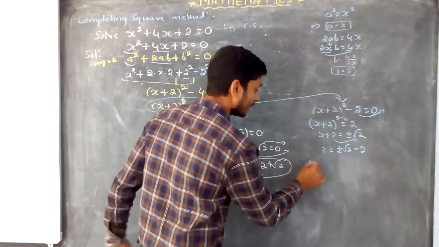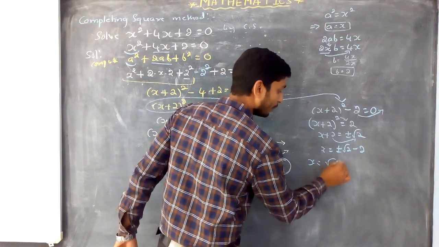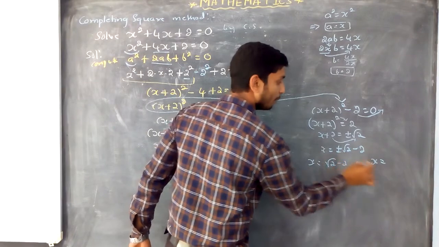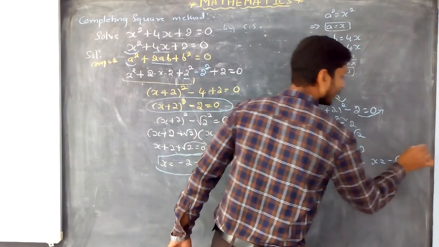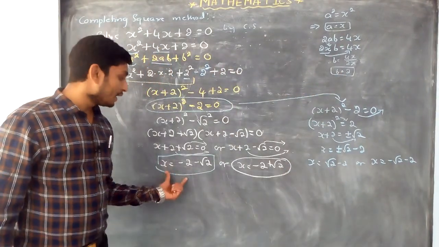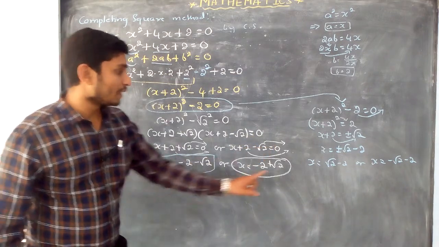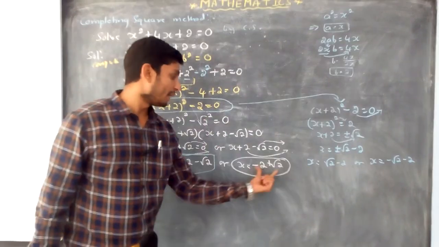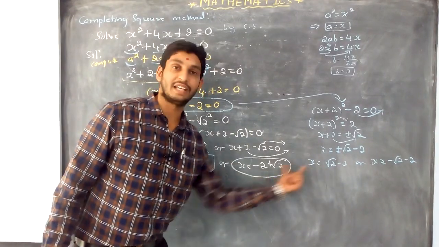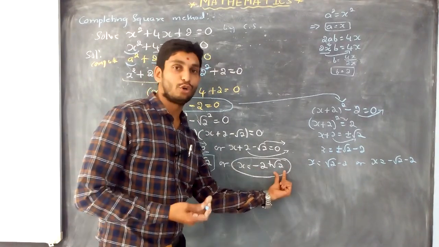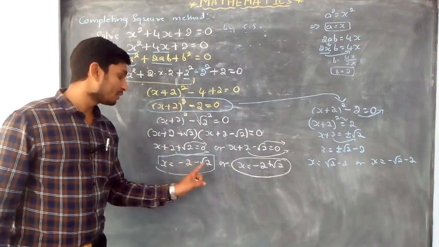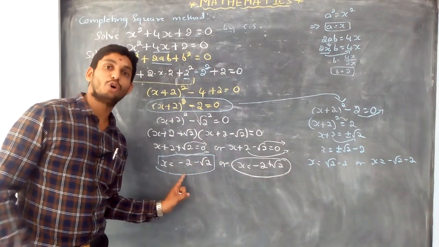Now see, you got two answers. One answer is plus root 2 minus 2. Another answer is x is equal to minus root 2 minus 2. See, it is the same answer as before; the same has come here too. One answer is root 2 minus 2, and another answer is minus root 2 minus 2. Hope there is no doubt.